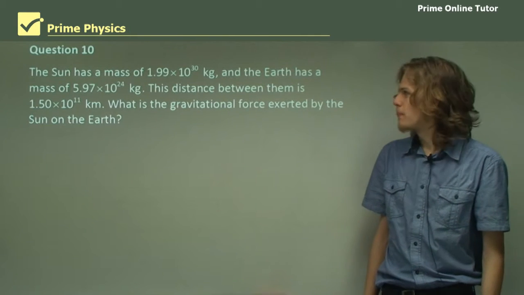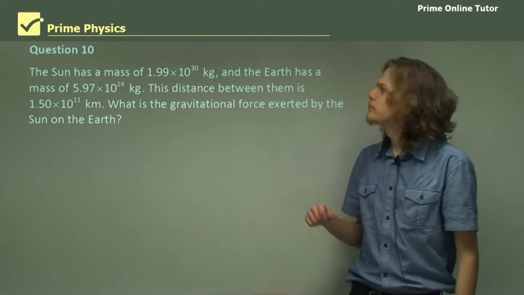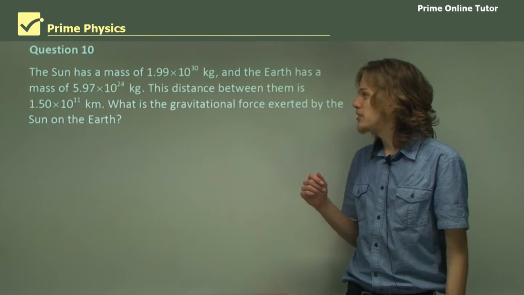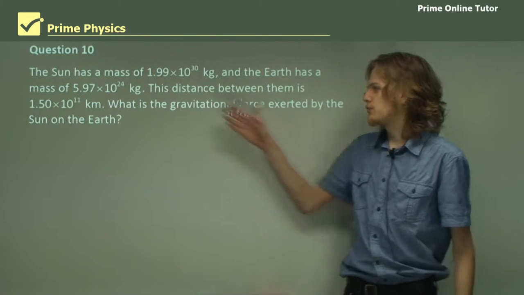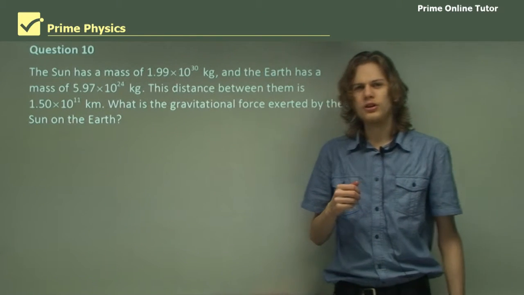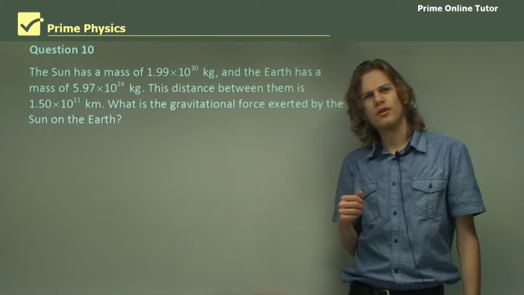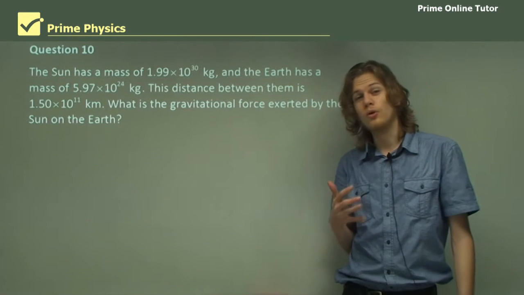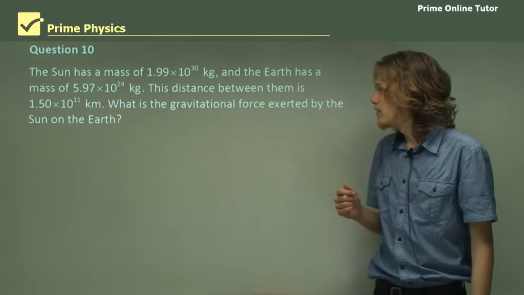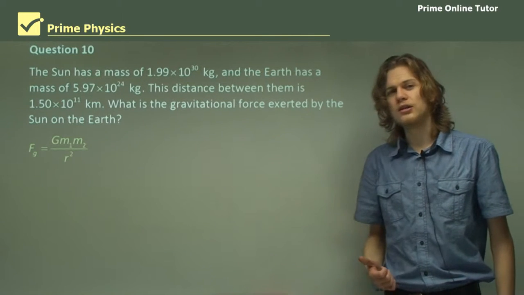Question 10. The Sun has a mass of 2 times 10 to the 30 kilograms, and the Earth has a mass of about 6 times 10 to the 24 kilograms. The distance between them is 1 astronomical unit, or 150 billion meters. What is the gravitational force exerted by the Sun on the Earth? So in this case, we can once again use the law of universal gravitation.